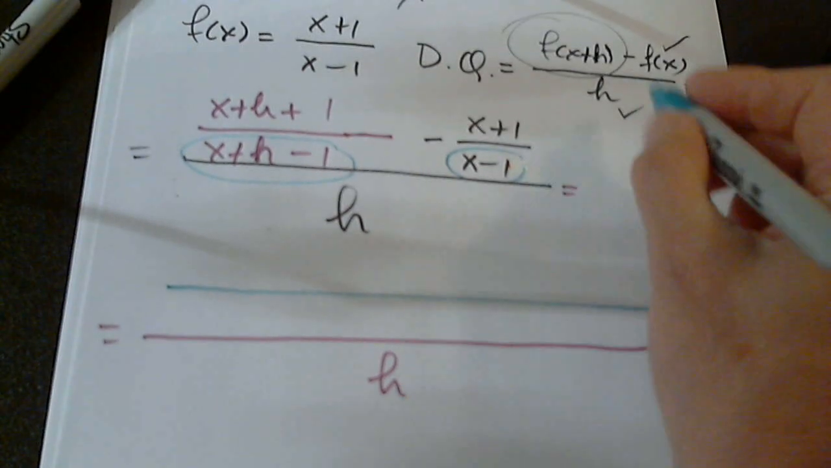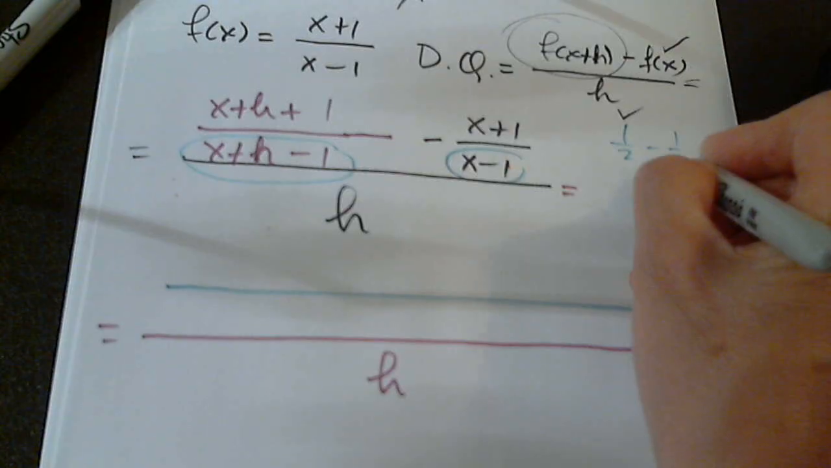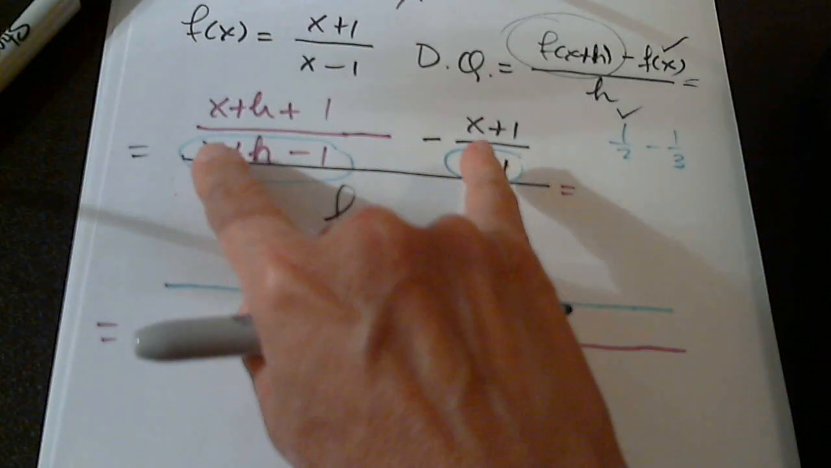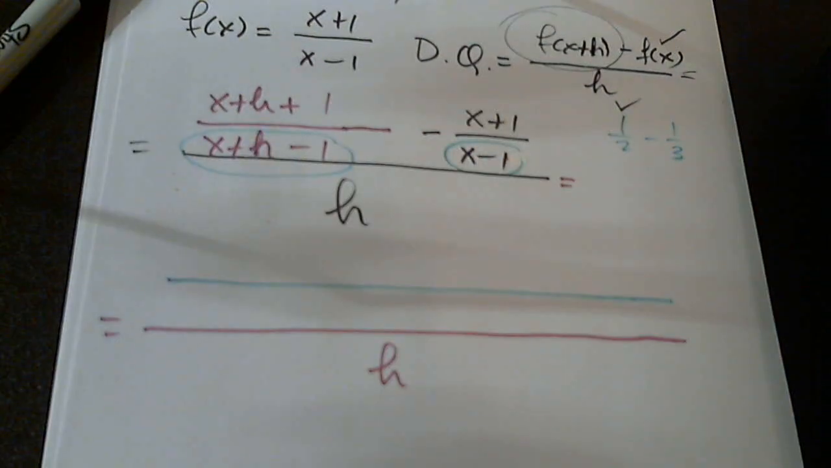What would be the common denominator of 1/2 minus 1/3? 2 and 3 don't have common factors. What is the least common denominator? Exactly, they have nothing in common. So one more time, what is the least common denominator of these two, since they have no common factors?